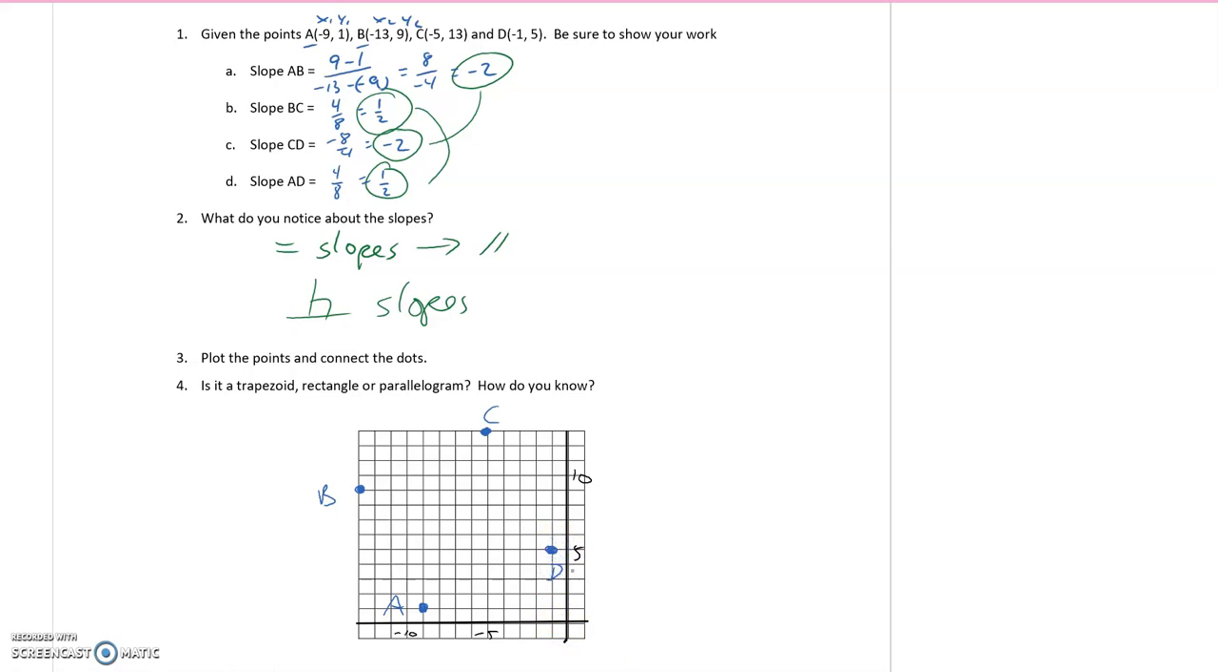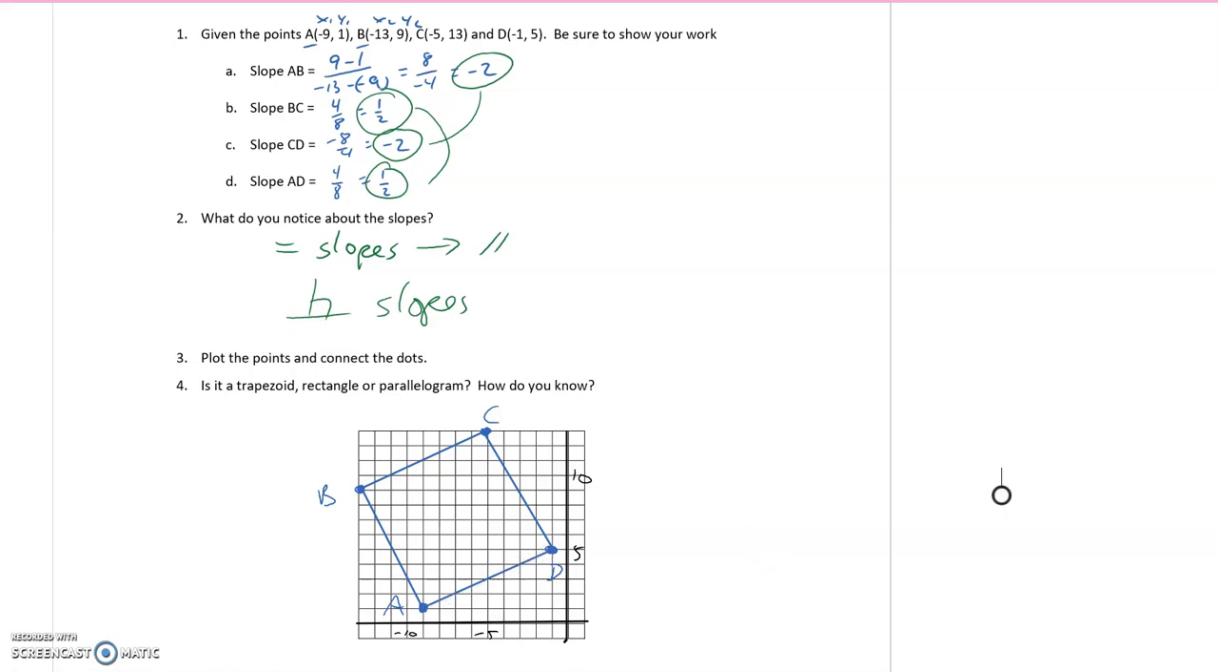There is my D. Okay, so it says plot the points and connect the dots. So now I'm going to connect the dots on here, and I'll use blue. So I'll connect A to B, and then I'm going to connect those two, and I can connect these two, something like this. There you go, something like that. All right. Okay, so now it's connected.